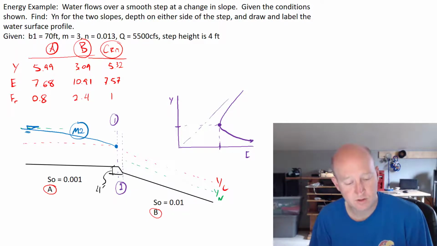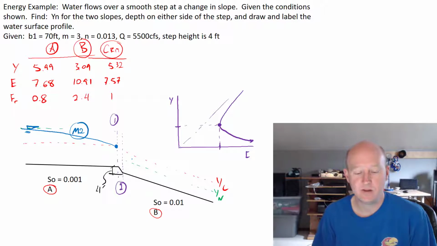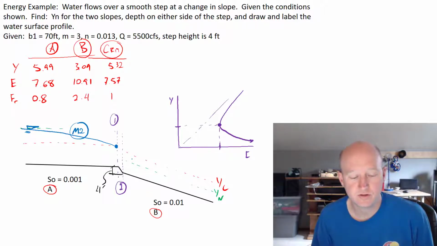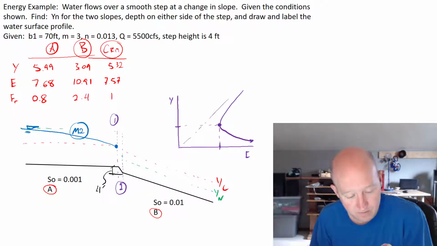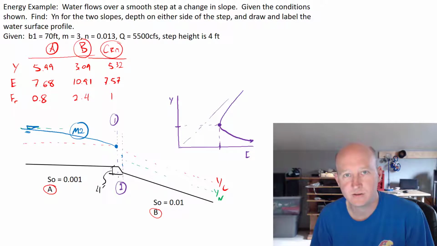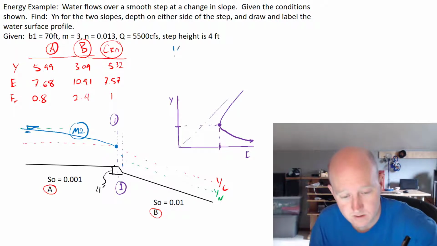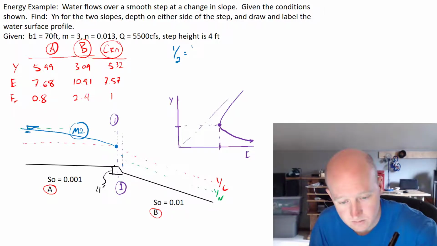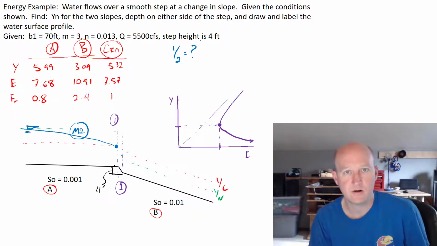And so then the question is, what happens downstream? It's going to go supercritical, so it's just a question of, does the final depth land above normal depth or below normal depth? And so that would either mean an S2 curve or an S3 curve. So what we need to do is find out what Y2 is. And to do that, we're going to use our energy balance approach.